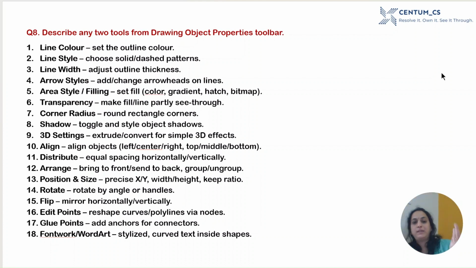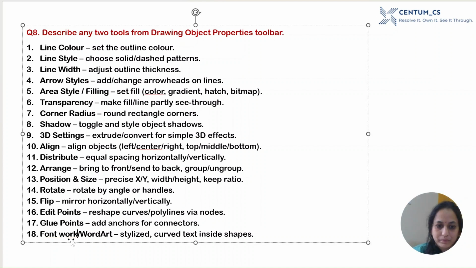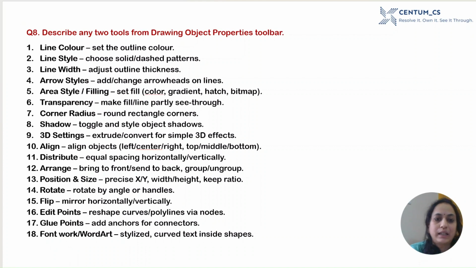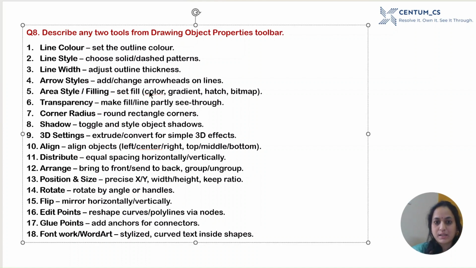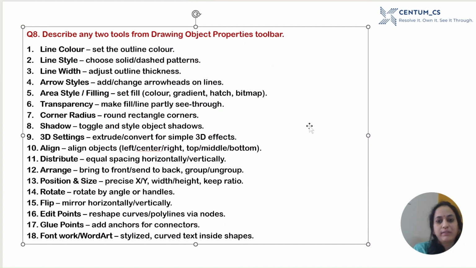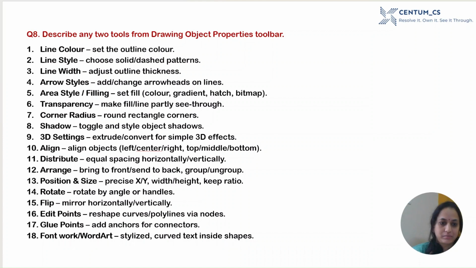See, there are 18 properties and we can describe any two of them. That is line color, line style, line width, transparency, corner radius, shadow, 3D setting, align, distribute, arrange, position and size, rotate, flip, edit points, glue points, font work. So there are many properties available. You can explain any two of them in detail.